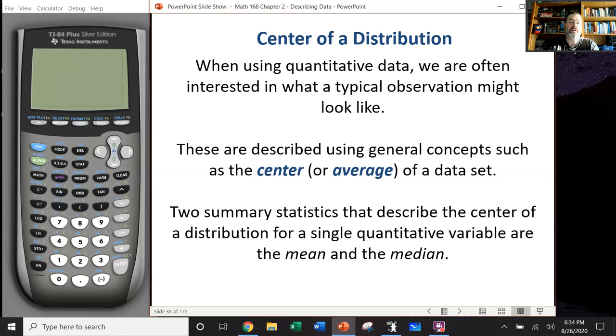Imagine you have a sample of college students and you want to know what's the average height. Well, why do we want to know the average height? Because that's a typical observation. So in order to learn something about a population, you need to know what a typical observation looks like. And we describe that with the center. So like a representative observation, right? Or we just use average.